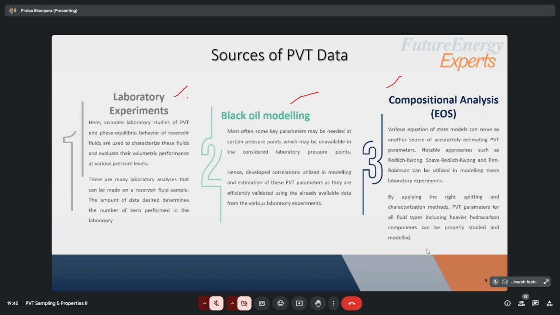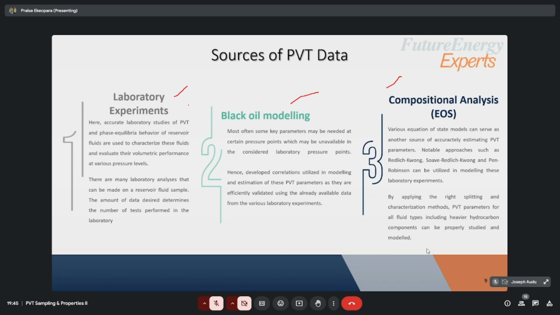But these three are usually the key and typical methods. So in the laboratory experiments, we have discussed this. We get the samples either downhole or at the surface. We do surface recombination, or we collect at the wellhead, depending. We now carry out some experiments. Once we carry out those experiments, we can estimate the various PVT parameters. We can determine our Bo, Rs, viscosity, density, and all those parameters we discussed, right?